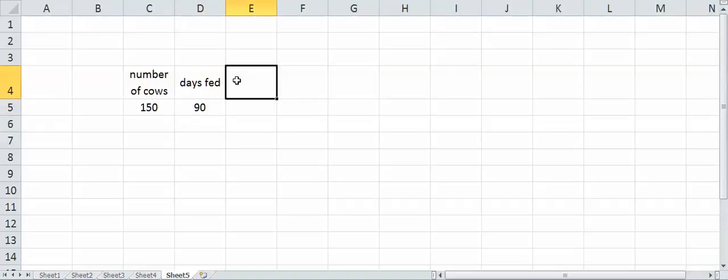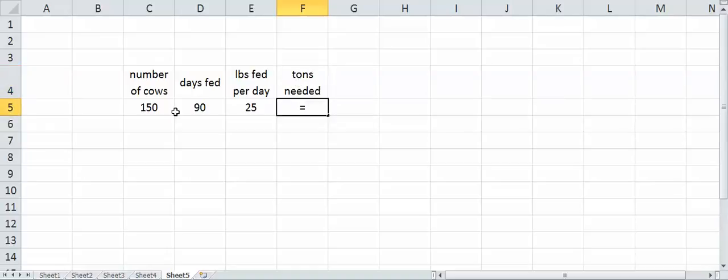And pounds fed per day. Looks like 25 pounds of corn silage per cow for 90 days. 150 cows are fed 25 pounds of corn silage for 90 days. So how many total pounds of silage? I'm going to label this tons needed. Tons needed will equal number of cows times days fed times pounds per day, divide by 2,000 pounds in a ton. I need 168.75 tons. In this case, we're measuring a bunker.